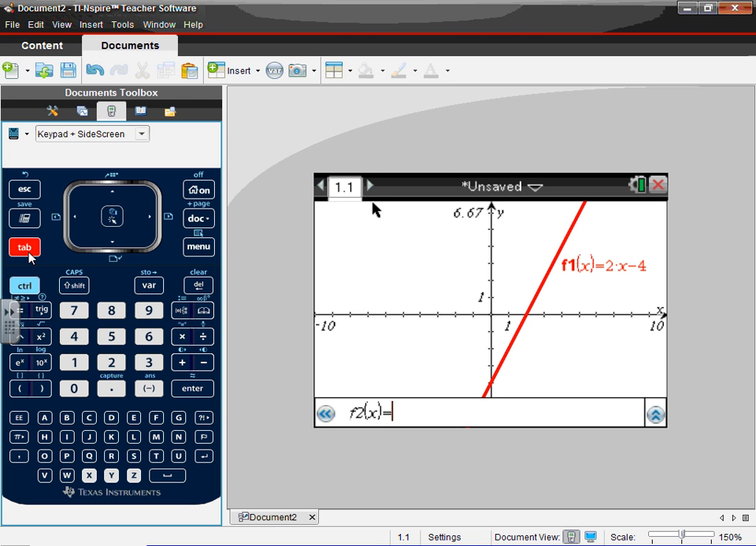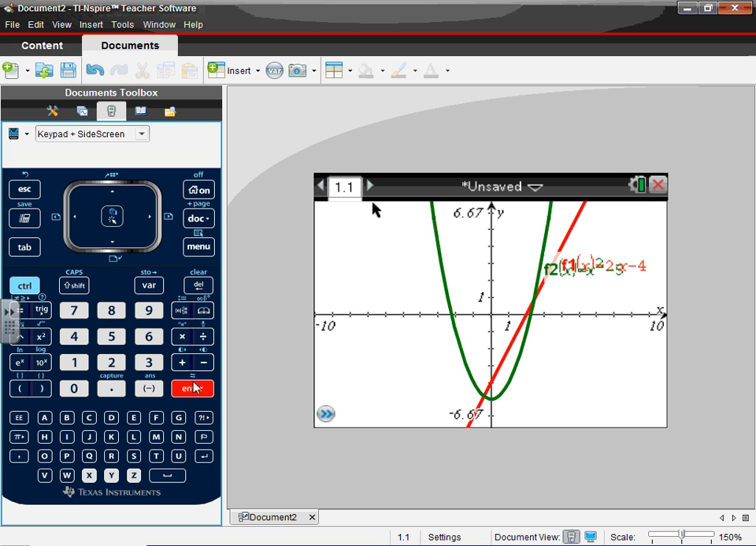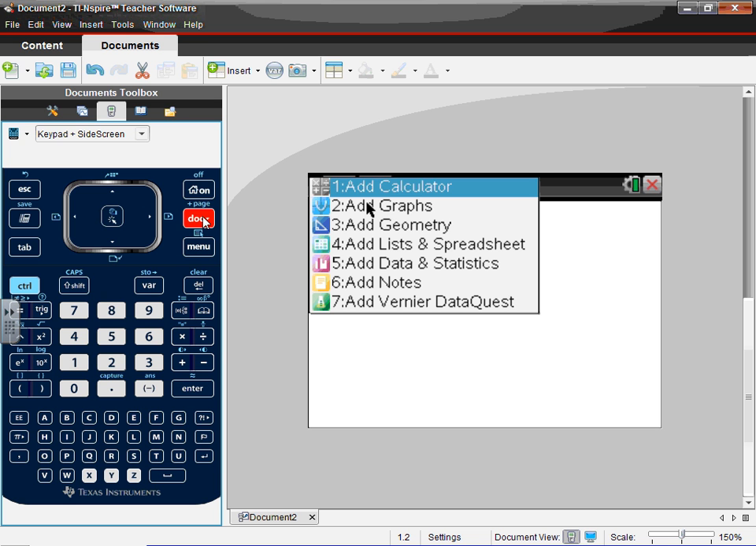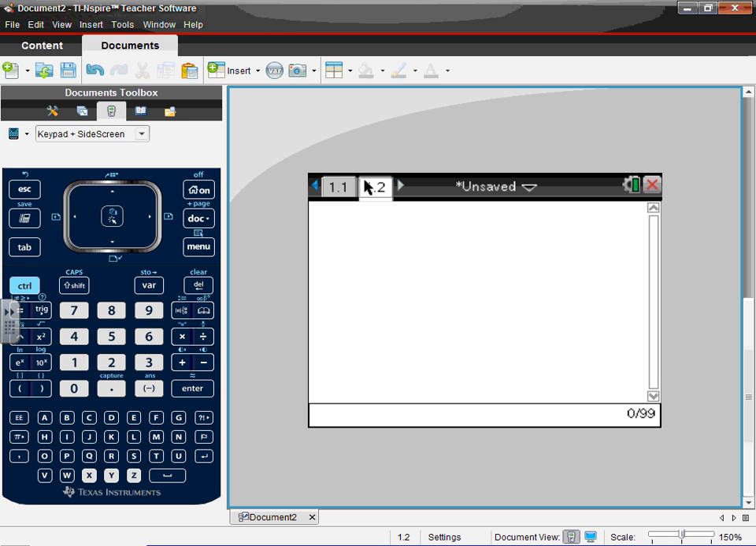Now, put g in f2. What's g? X squared minus 5. And hit enter. Yippee! Who cares? Don't care about the graph. What I care about is the math behind it. So we're going to add a new page. You have to put the graphs in first, though. So, control dot, which is add a new page. This time we're going to add a calculator page.